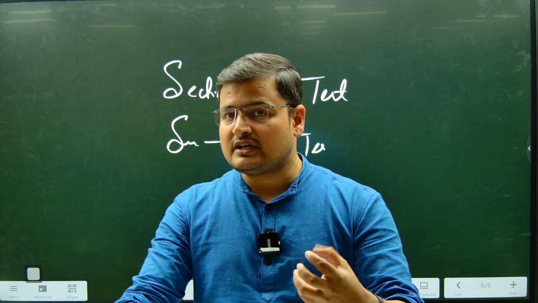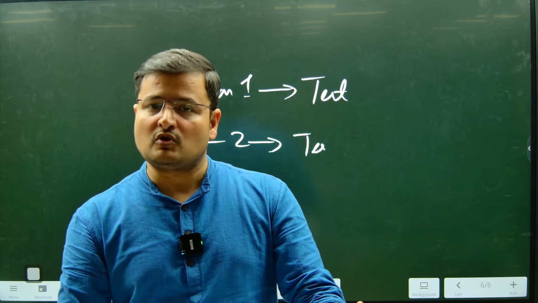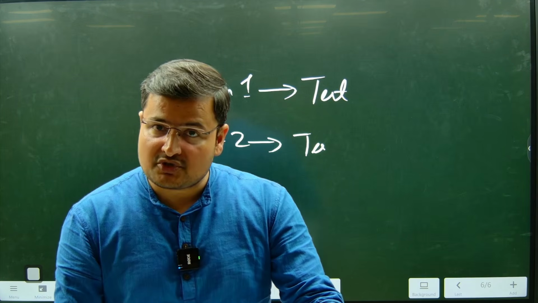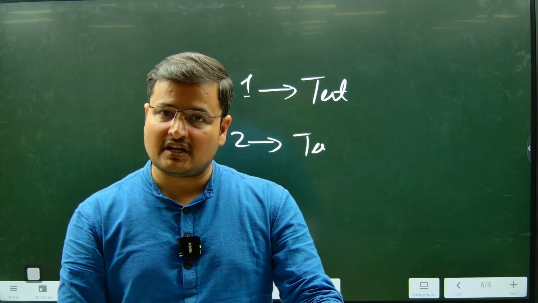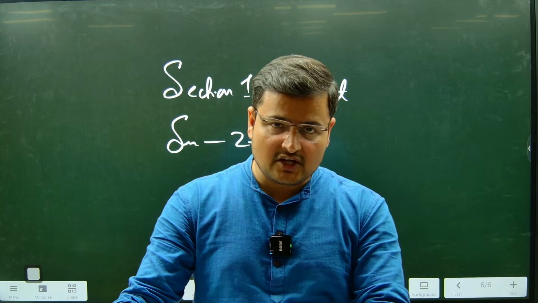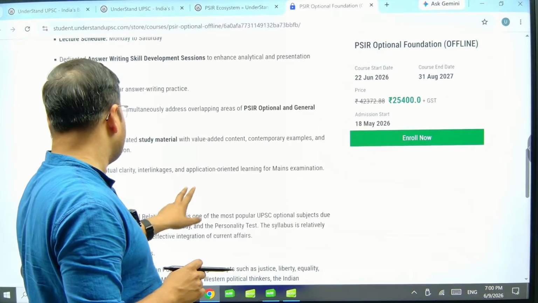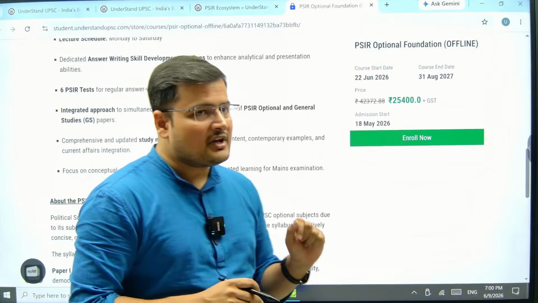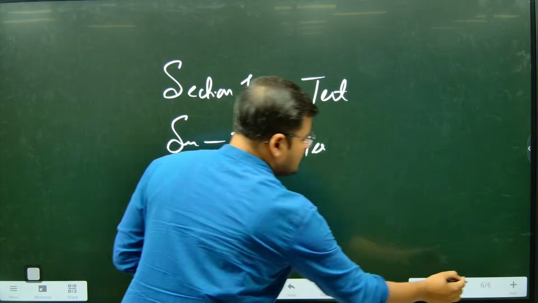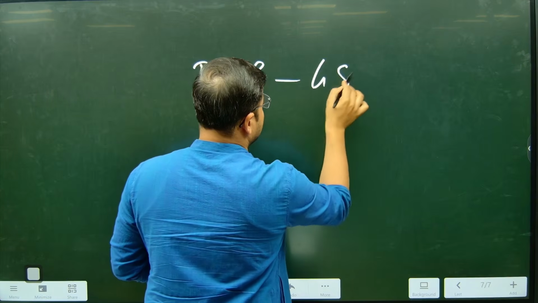In order to tell you how answer writing is to be done, there will be sessions on answer writing: what constitutes a good answer in PSIR, how you should refer to the toppers' answers to improve your answer writing, and what the structure of a PSIR answer is going to be. We will tell you that, and then we will also take 6 tests so that your answer writing can improve. Next, we are going to follow an integrated approach. You must be aware that there is a lot of overlap between PSIR and general studies.